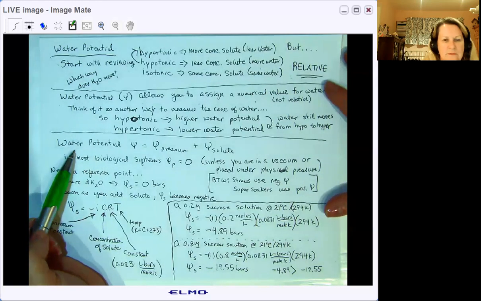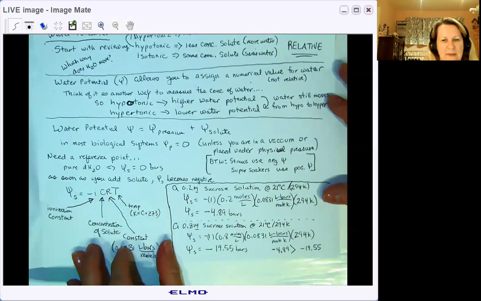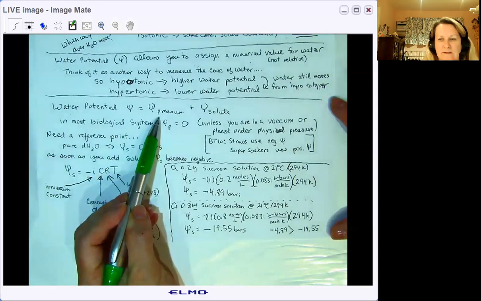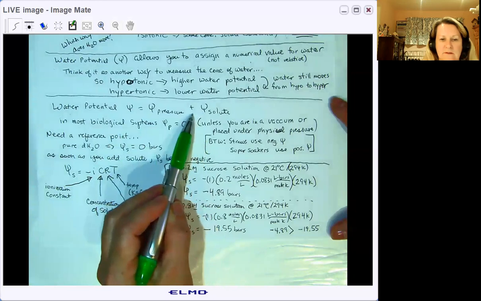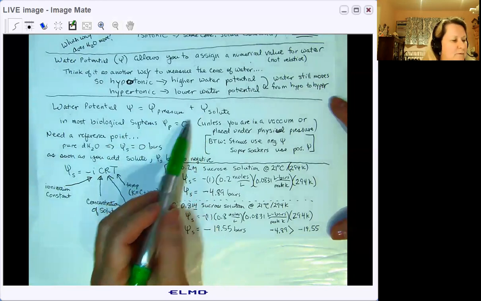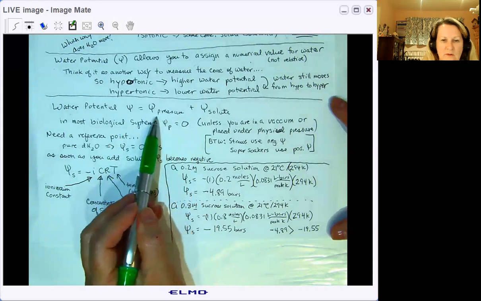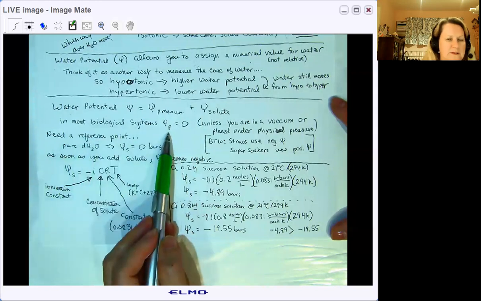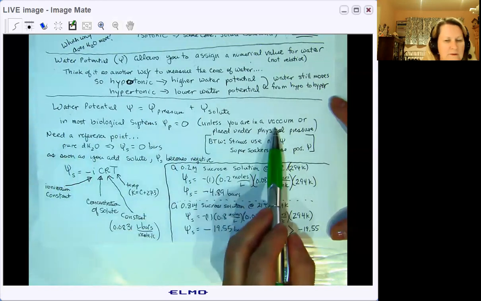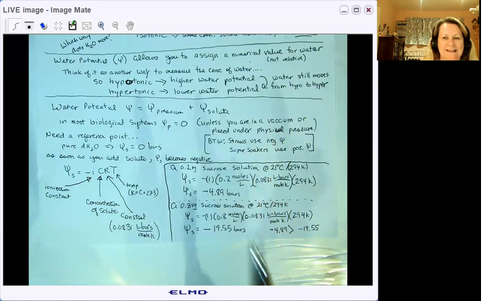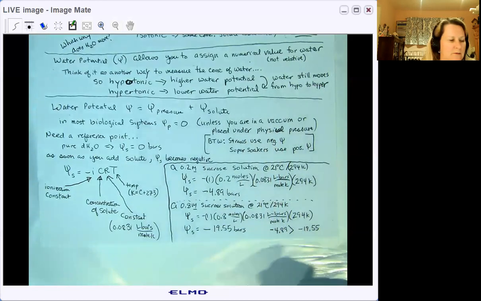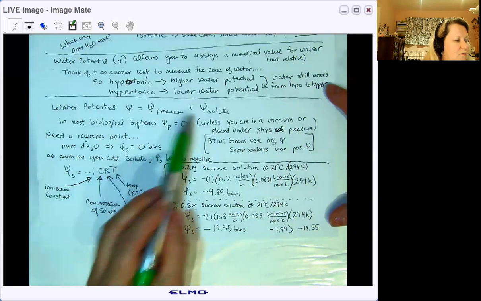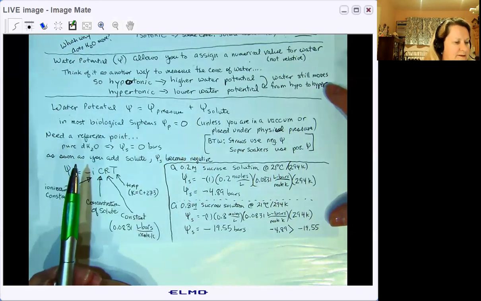All right. So water potential, let's get a little bit more into the math here. Water potential depends on two things. It has a component that's due to pressure and a component that's due to the amount of solute. Now, fortunately, most of the time we can ignore the pressure potential. That's because in most biological systems, the pressure potential is zero unless you're in a vacuum or if you're placed under physical pressure, if something's pressing down on you. So most of the time we can just ignore the pressure potential. And water potential is equivalent to the solute potential.